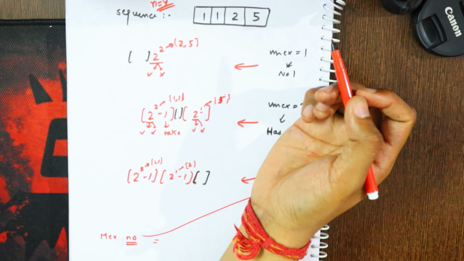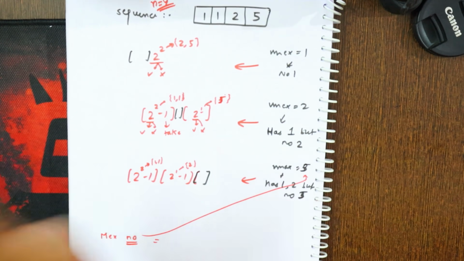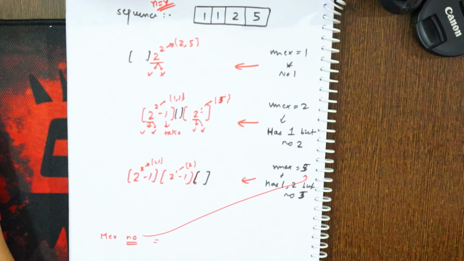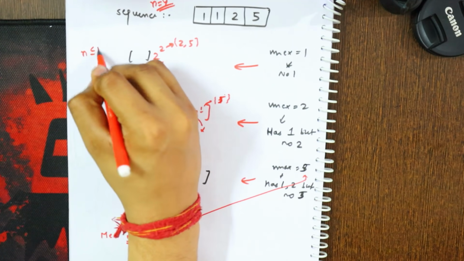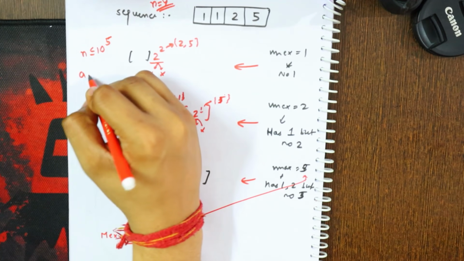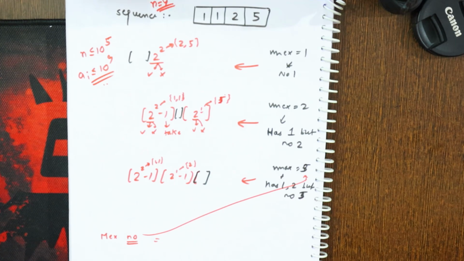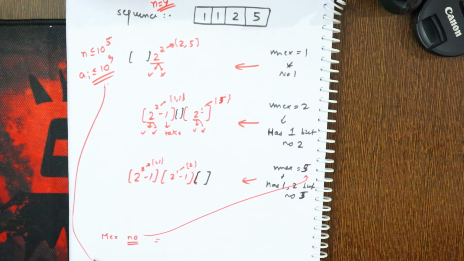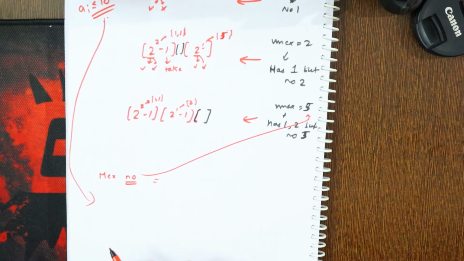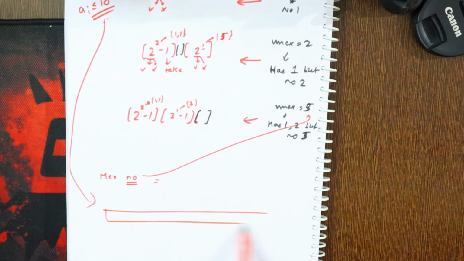The first thing which will strike your mind is what the constraints of this problem are. If I look at the constraints, you will clearly see that N is less than or equal to 10 raised to power 5, while A i is less than or equal to 10 raised to power 9. But if you think a bit, see, we are having N elements.